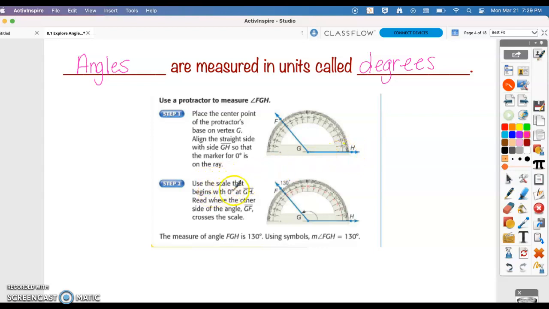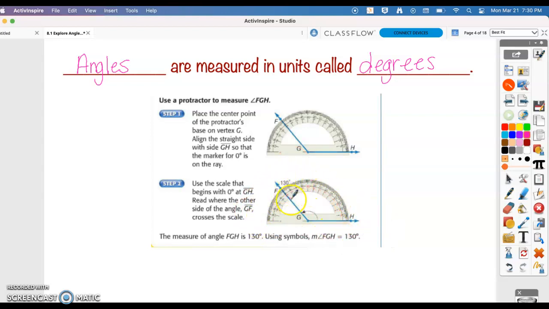Use the scale that begins with 0 as line GH. Read where the other side of the angle, GF, crosses the line. You'll see there are two different sets of numbers, a smaller set and a bigger set. If you think all the way back to grade school, you talked about right angles, acute angles, and obtuse angles. A right angle is 90 degrees, an obtuse angle is bigger than 90, and an acute angle is less than 90. That helps you decide which scale to use to measure. This is an obtuse angle.